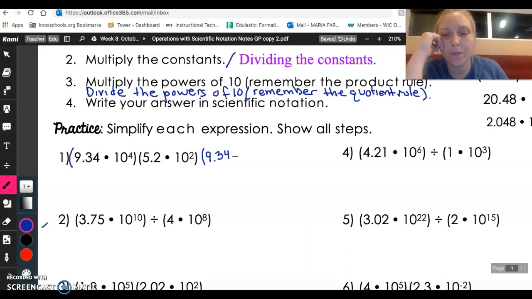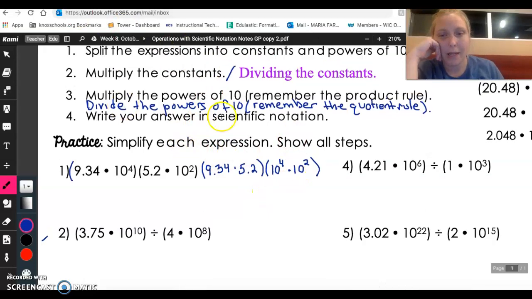9.34 times 5.2. So you see I have the constants being multiplied together first, and then in my second set of brackets, we're going to multiply the powers of 10: 10 to the 4th times 10 squared. You see I separated out my constants and my powers of 10. These are going to be multiplied together, and then these are going to be multiplied together using our product rule because we're doing multiplication.